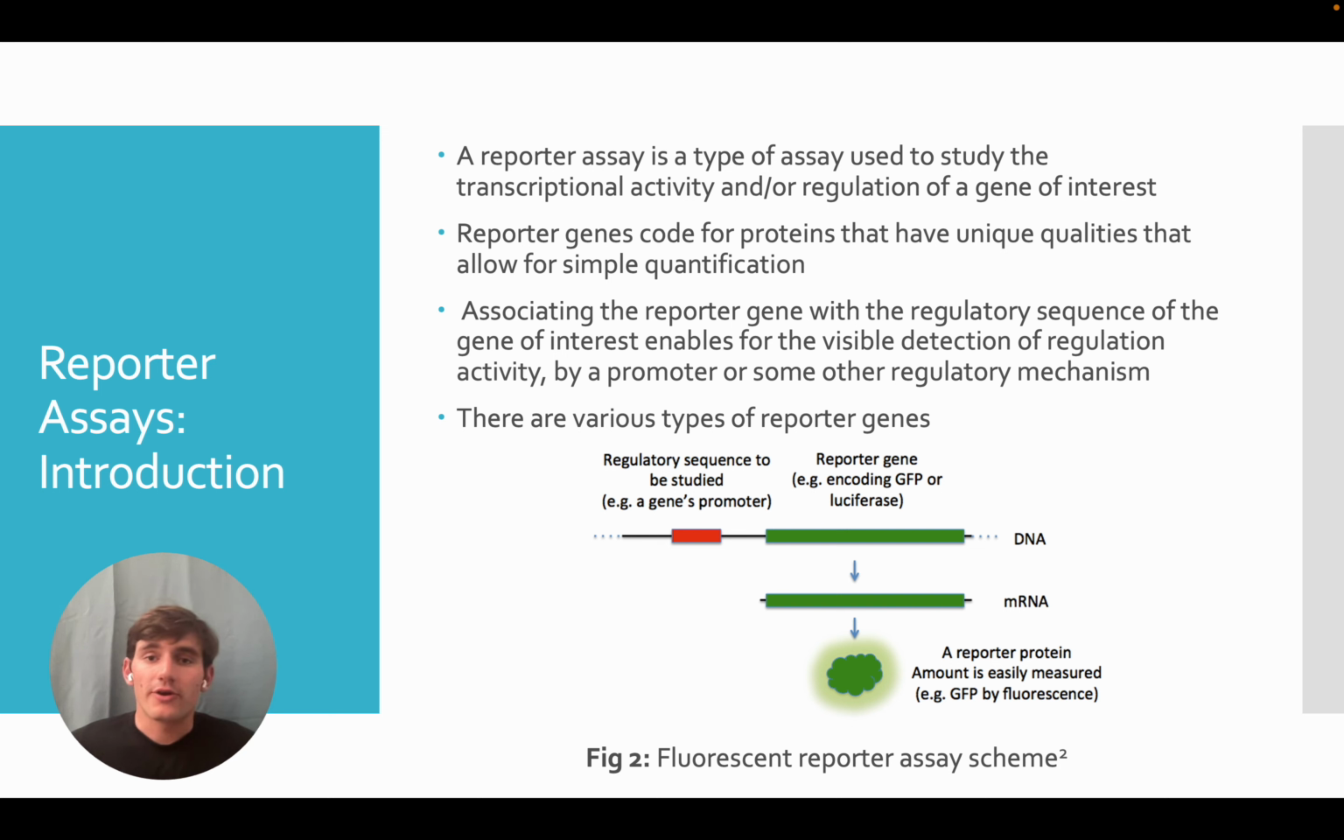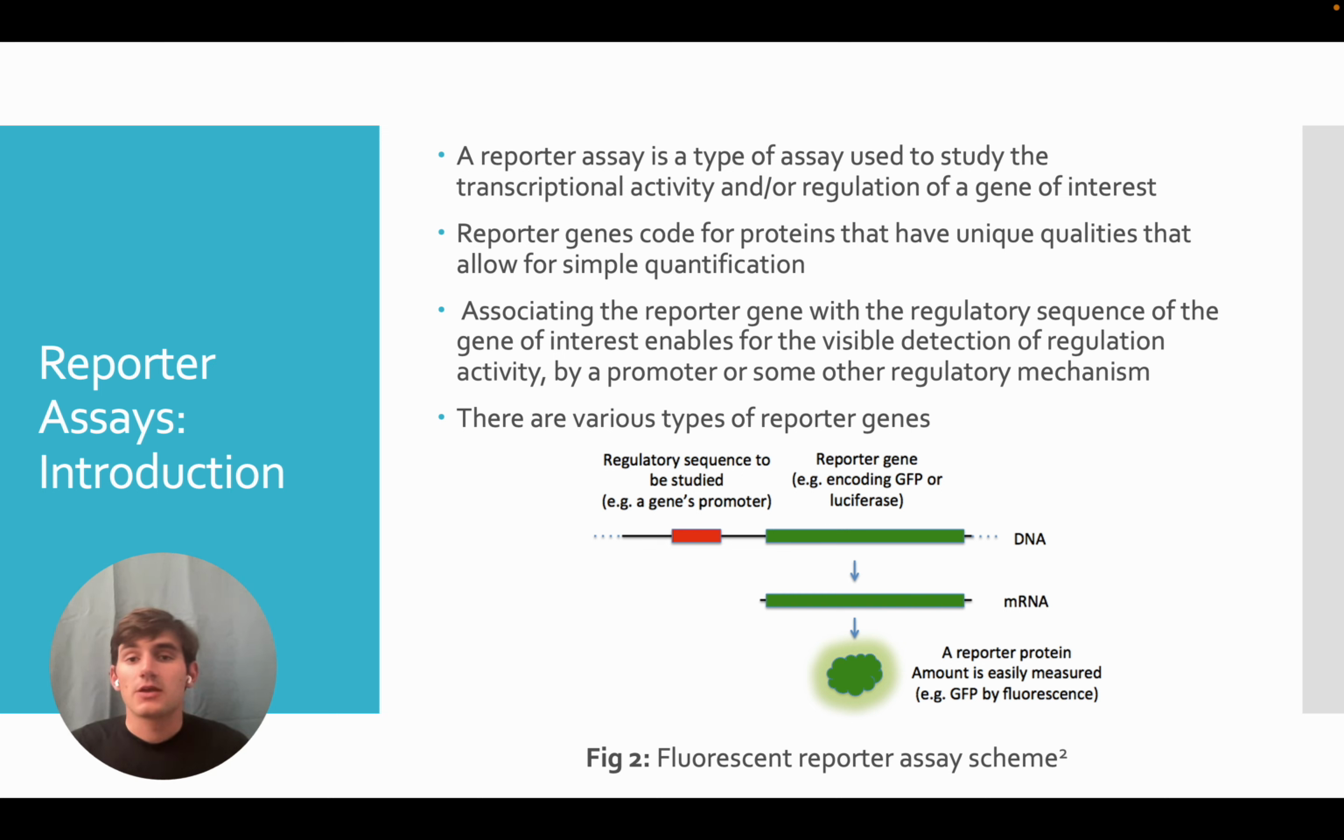The mechanism of a reporter assay is really through the reporter gene. A reporter gene codes for a protein with a unique quality that allows for easy detection and quantification of that protein. Associating a reporter gene with a regulatory sequence of the gene of interest enables visible detection of regulation activity by a promoter or some other regulatory mechanism. There are various types of reporter genes that allow for various applications of reporter assays.